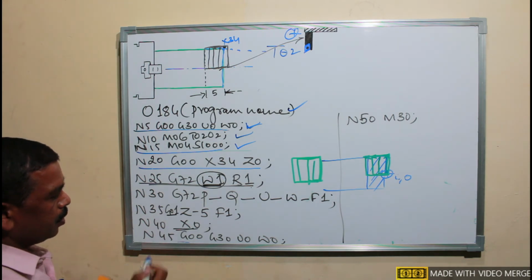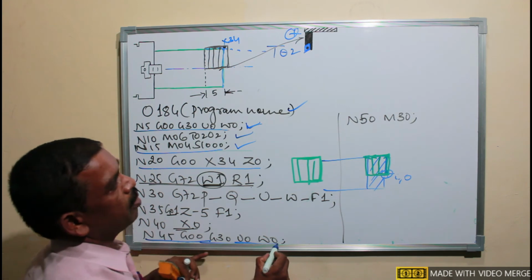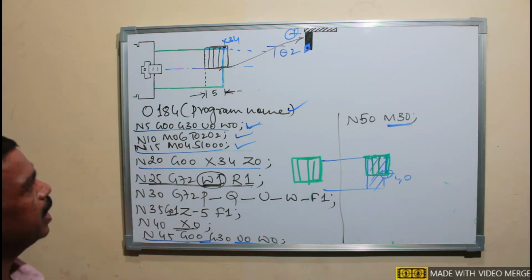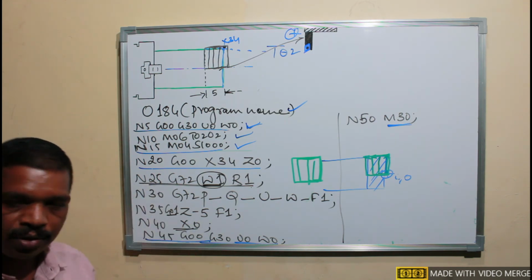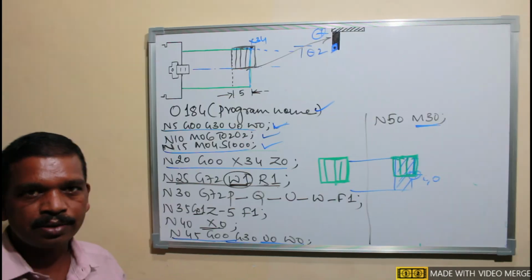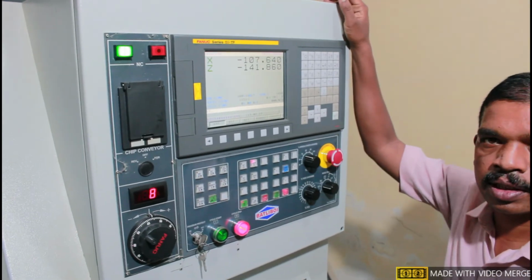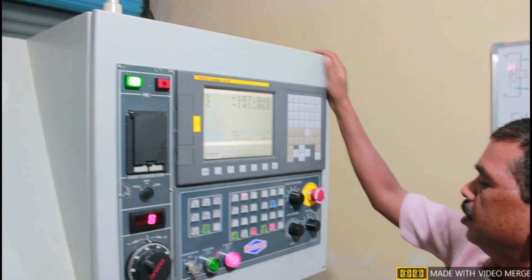After completion of this facing operation, the tool will go to its home position. This is for program end and rewind. So this is the theory. Now I will show practically how this facing operation will take place in the CNC turning center.